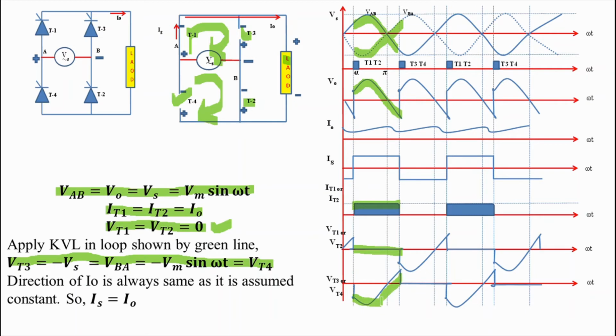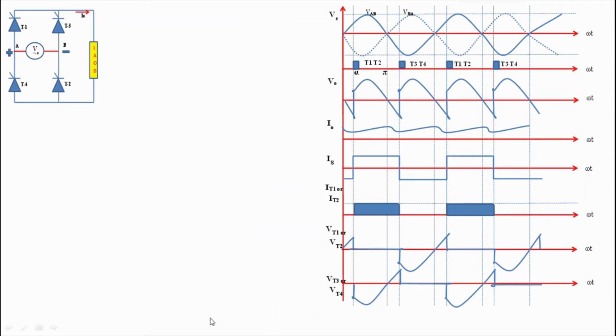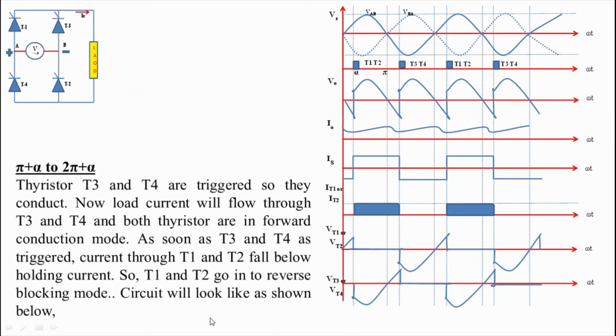Let's start the circuit operation from pi plus alpha to 2 pi plus alpha. At omega t is equal to pi plus alpha, T3 and T4 are triggered, and we can see that at omega t is equal to pi plus alpha, VBA is greater than 0. So T3, T4 will get turned on and act as short circuit.